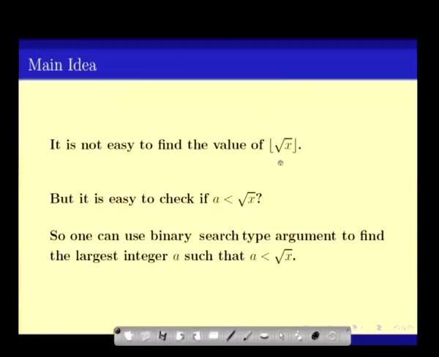Welcome back. Before going for the break, we were trying to find an algorithm for calculating the value of floor of square root of x, which is the largest integer that is less than square root of x. And we said that finding the value of floor of square root of x is not always easy, but what is easy is to check if a particular integer is less than square root of x. Then we can try to use binary search kind of argument to find out the largest integer that is less than square root of x.